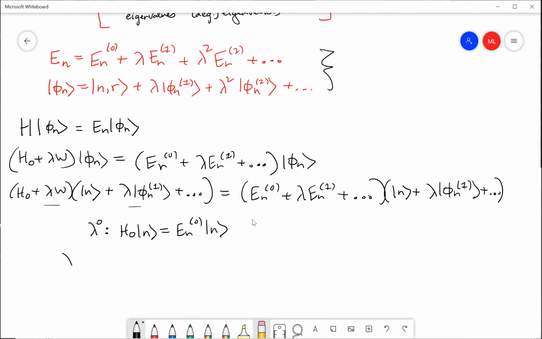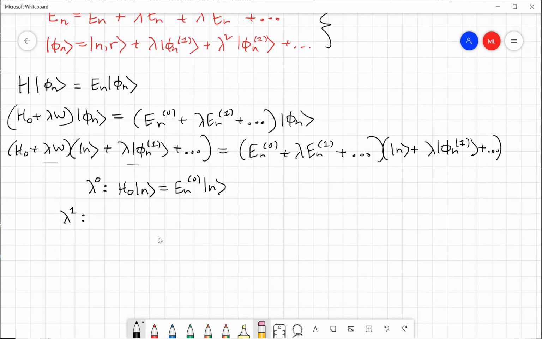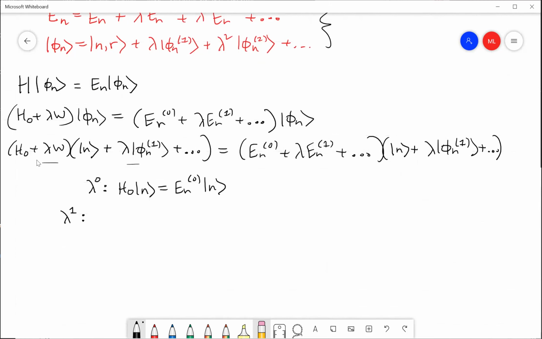So now you look at the linear terms. And again, because lambda is arbitrary, every single power of lambda has to match on both sides. So what happens at leading order in lambda? So the first order. So H naught hits this lambda here. That gives us one term. So this is H naught acting on phi n 1. What else? You've got this lambda W hitting this n.